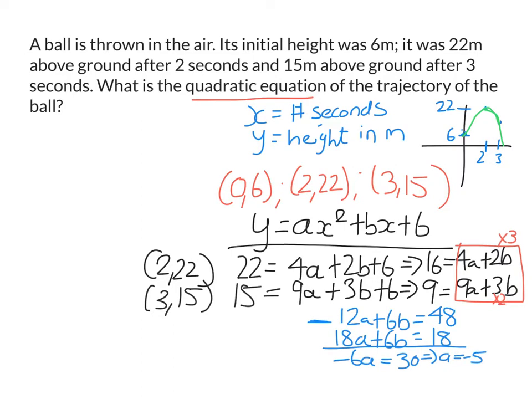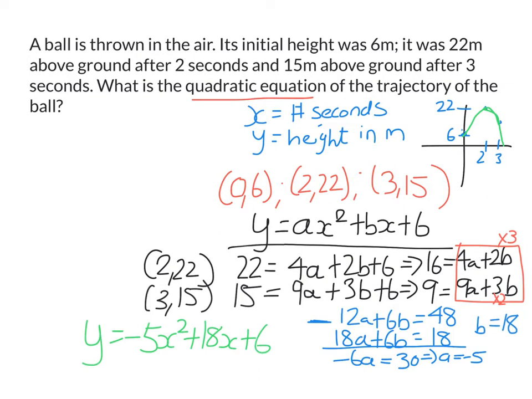Then you can substitute a equals minus 5 into any of these equations, it doesn't matter, and you should get b is equal to 18. So that means that the required equation is y equals ax squared plus bx plus c.